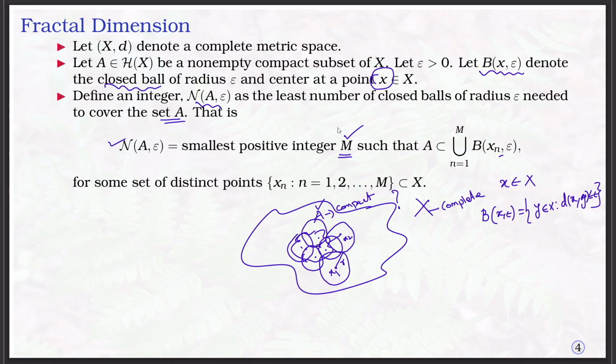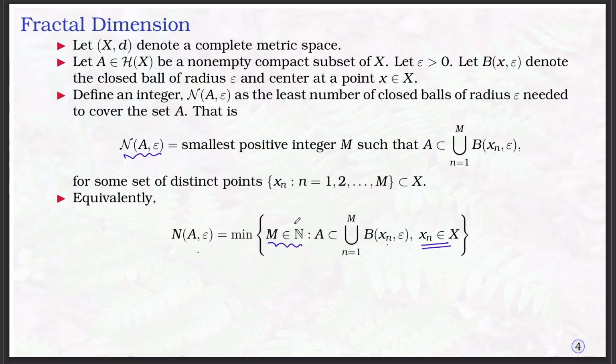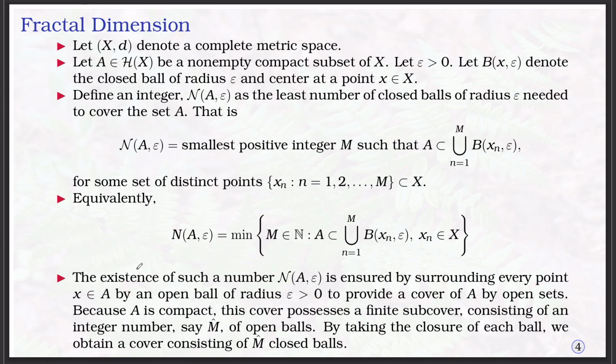If you take all the x belonging to A and draw the closed ball or open ball with center x, then obviously it covers the set A. So the open cover has a finite subcover, no doubt. Now, we need to check only the closed subcover. If such a closed cover exists, then we can find the minimum among all. That minimum we denote as the number of closed balls of radius epsilon needed to cover the set A. Now, the existence of such a number is ensured by surrounding every point x belonging to A with an open ball of radius epsilon to be a cover of A by open sets. This is the definition of a compact set.